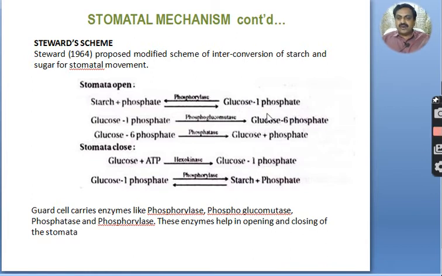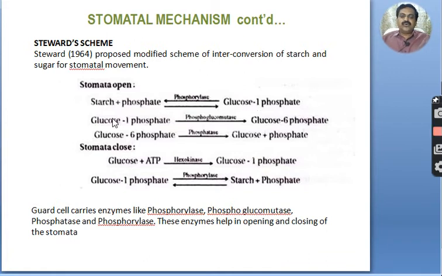Here, 1 refers to the position of the carbon of the glucose. Glucose is a hexose sugar, a 6 carbon sugar. Out of 6 carbons, to the first carbon, a phosphate is attached. Hence, it is called 1 phosphate. How is this glucose formed? The soluble form of starch is glucose. So, conversion of starch into glucose takes place by an enzyme called phosphorylase. So, starch on reacting with inorganic phosphate in presence of the enzyme phosphorylase converts into glucose 1 phosphate.